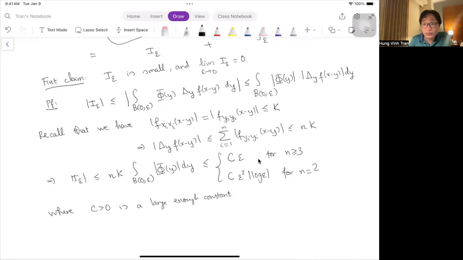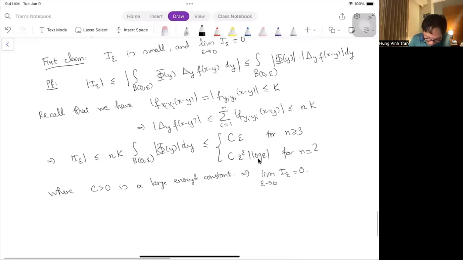Okay, so if we can prove this, then clearly this implies the limit as epsilon goes to 0 is equal to 0. Let me only check the claim for n greater than or equal to 3, because for n equals 2 it is the same.